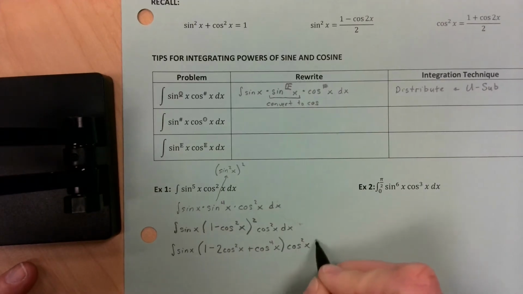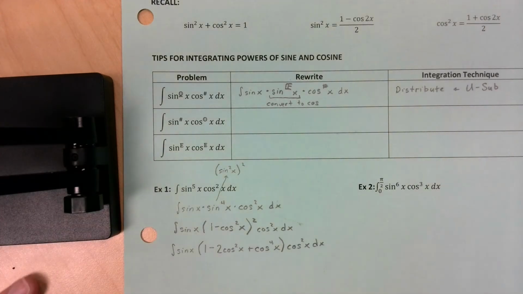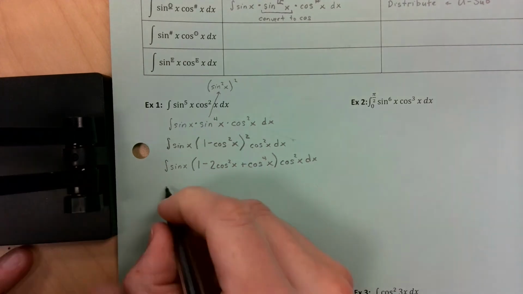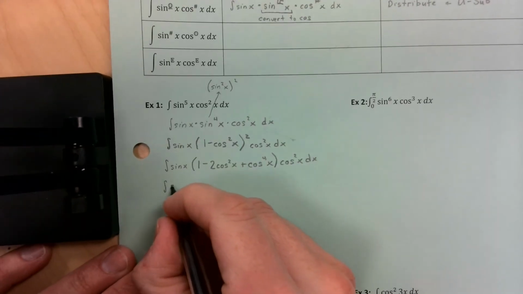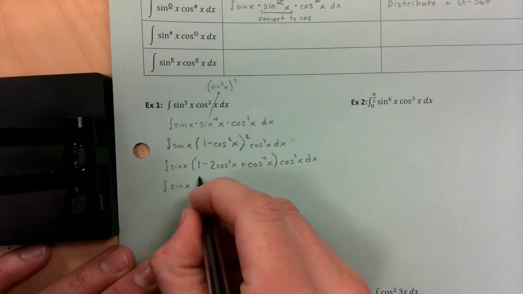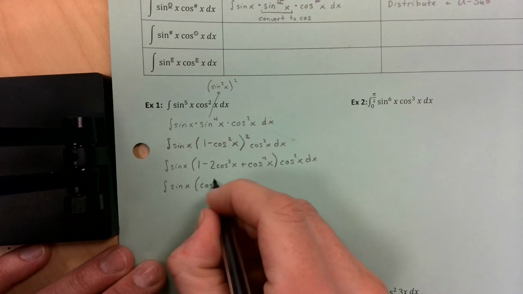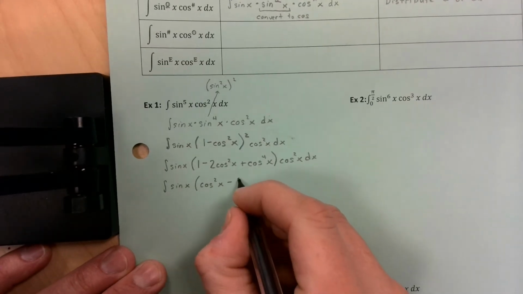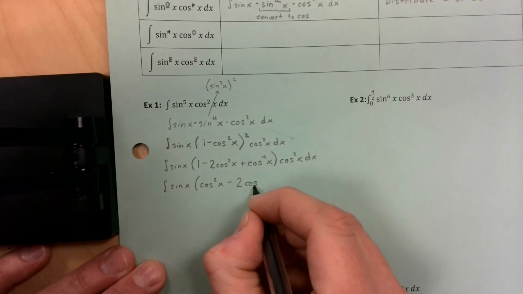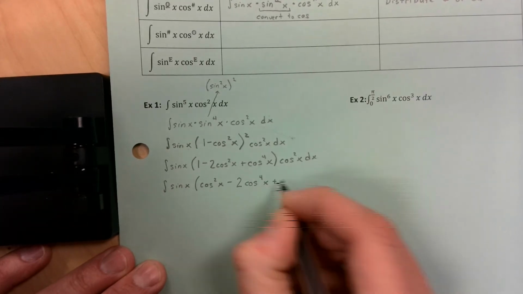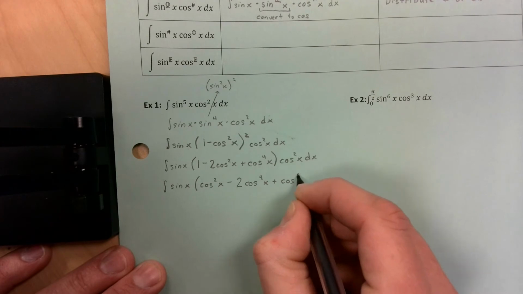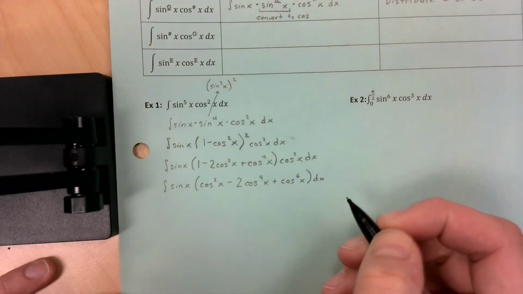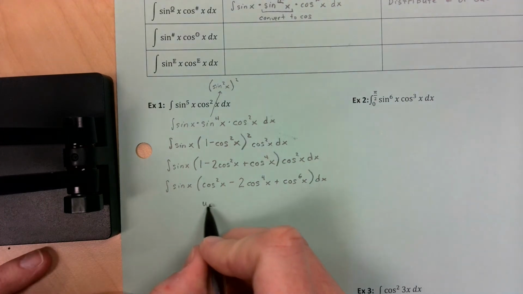Still have our cosine squared x dx, and we're actually very close. Let's distribute our cosine squared x out to our first parenthesis. Leave that lone sine x alone. That's going to come into play when we do our u sub. So we're looking at cosine squared x minus 2 cosine to the fourth x plus cosine to the sixth x dx. And finally, we've gotten it down to u sub.